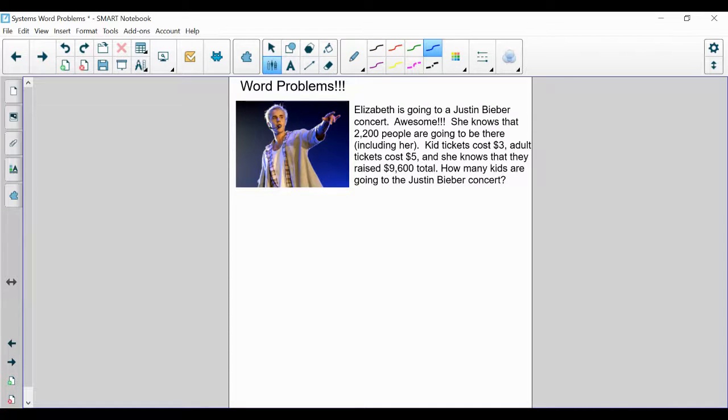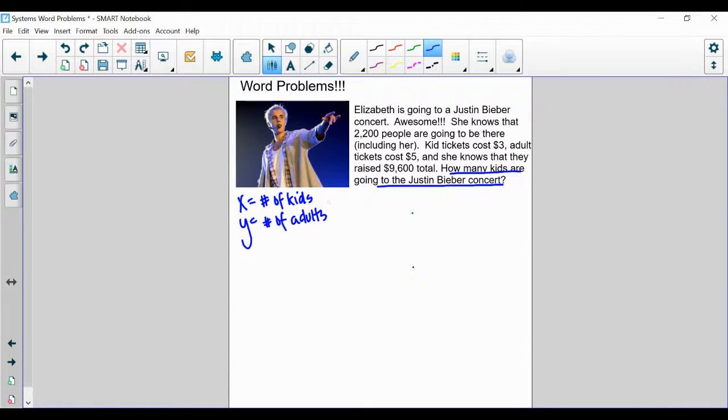So our goal here is that we want to write a system. When we write that system, we need to have two variables, but we don't know what those variables are right now. So we need to define them. In other words, tell me what does x represent and what does y represent. One of the ways to look out for how you know what that is is to look at your question. The question asks how many kids are going to the concert. So I'm going to say that x is going to represent the number of kids. The other piece of information that we don't know is the number of adults.